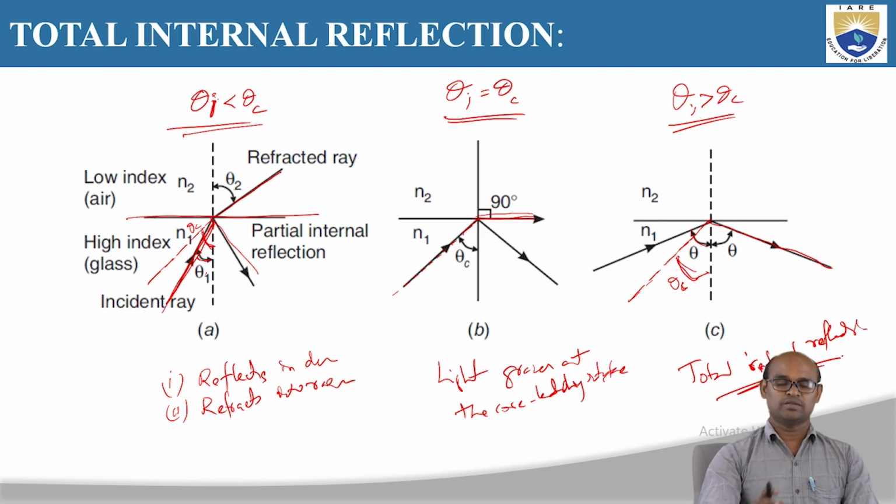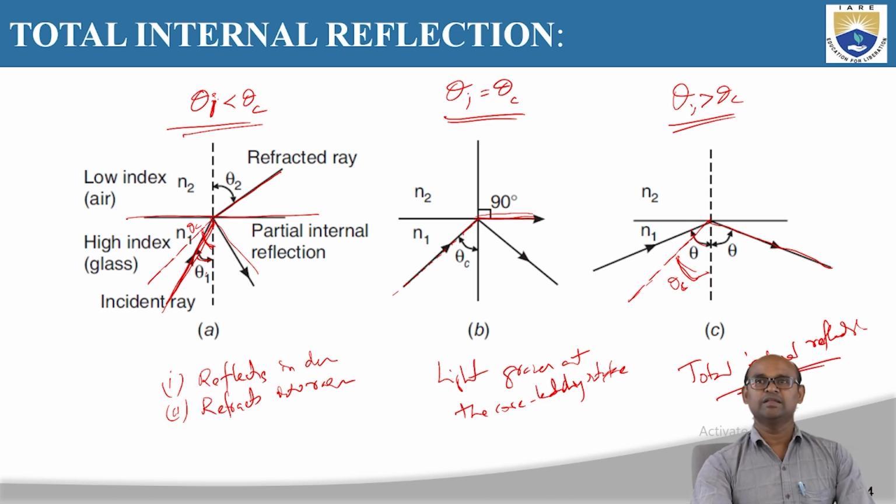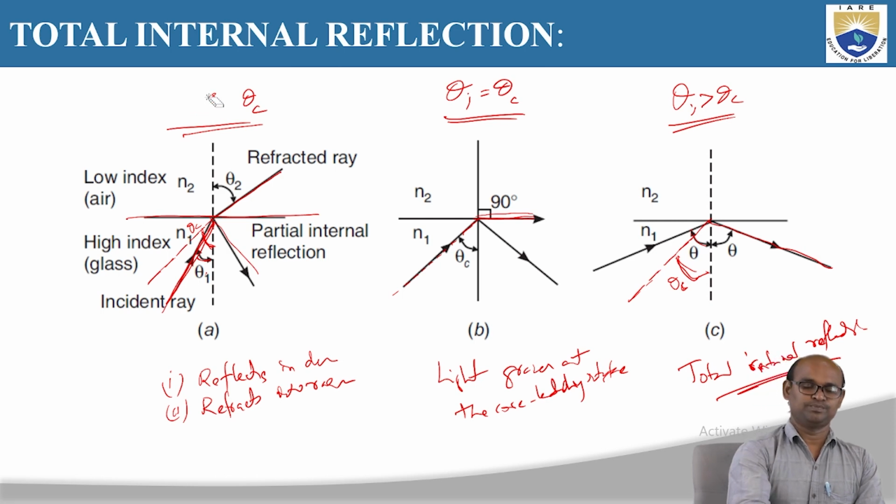Okay, so there are three conditions for the angle of incidence and the critical angle. When theta I, the angle of incidence, is less than the critical angle, there is refraction and reflection. There is no total internal reflection. When theta is equal to theta C, there is reflection and grazing of the light at the interface. There is no total internal reflection. When theta is greater than theta C, only then there is total internal reflection.